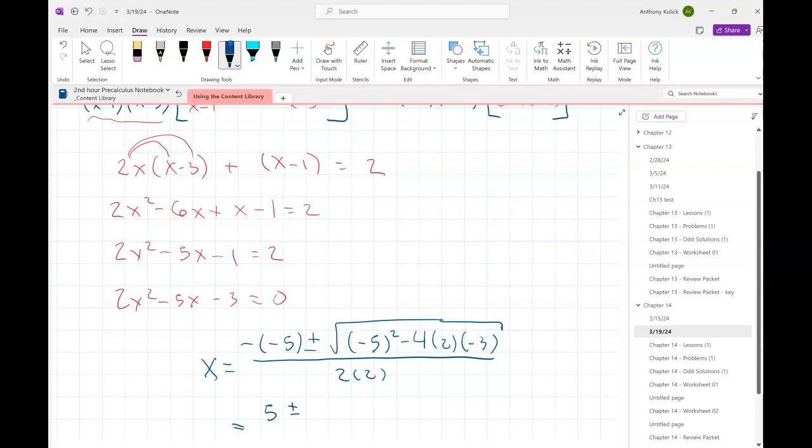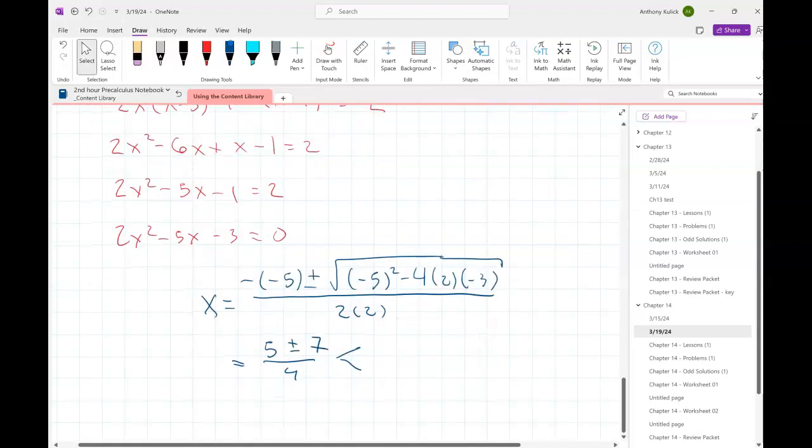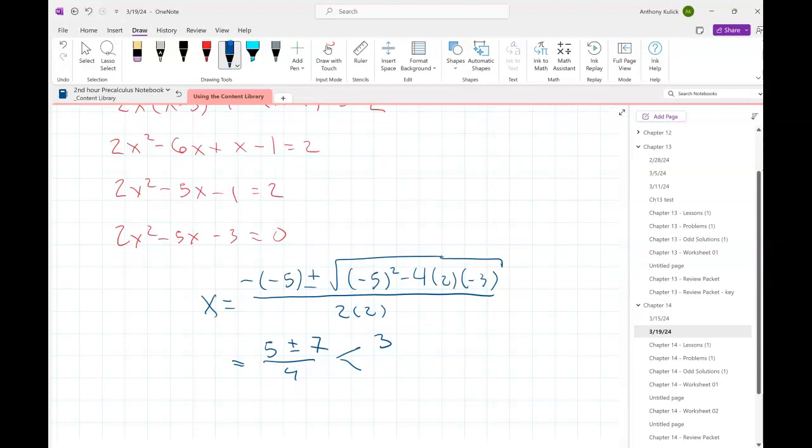So I have 25 plus 24, that's 49. And the square root of 49 is 7. 5 plus 7 is 12. Divided by 4 is 3. 5 minus 7 is negative 2. Divided by 4 is negative 1/2. So those are my answers.